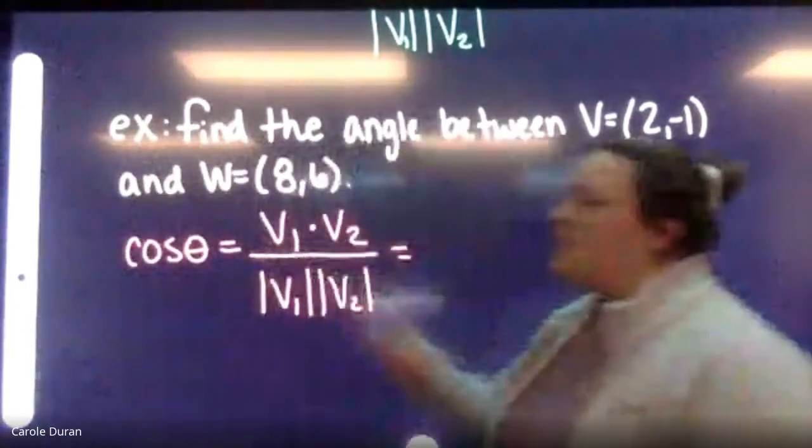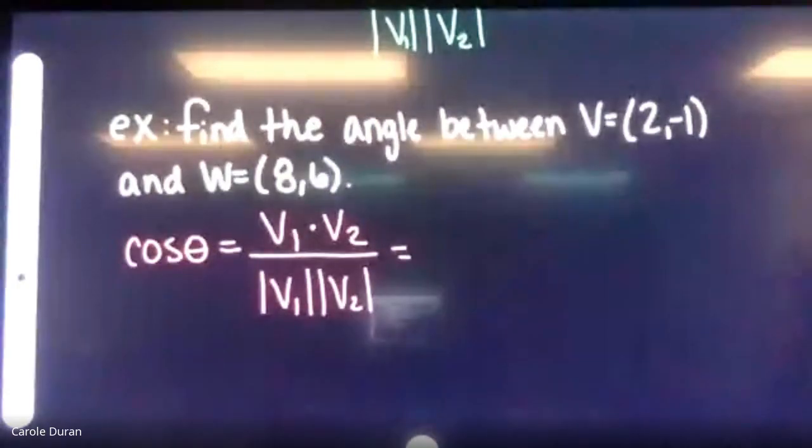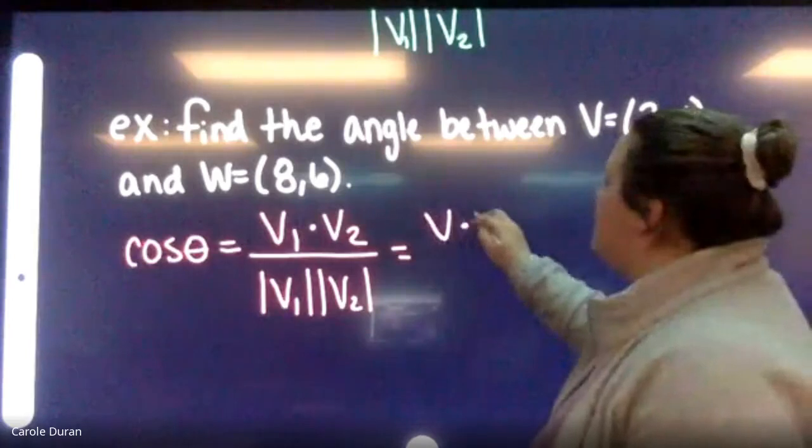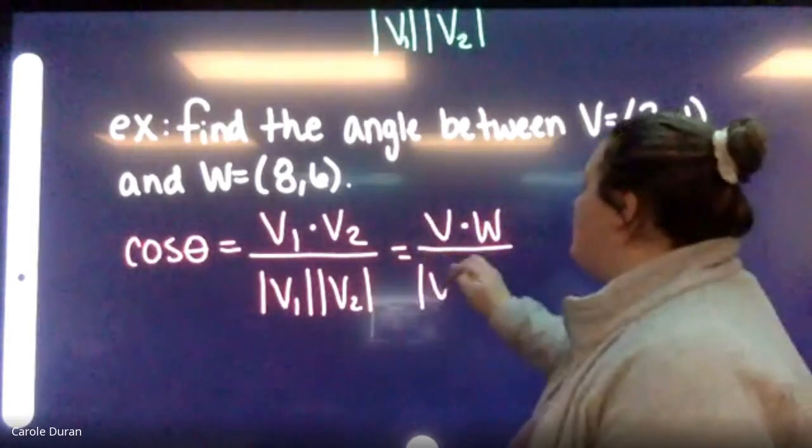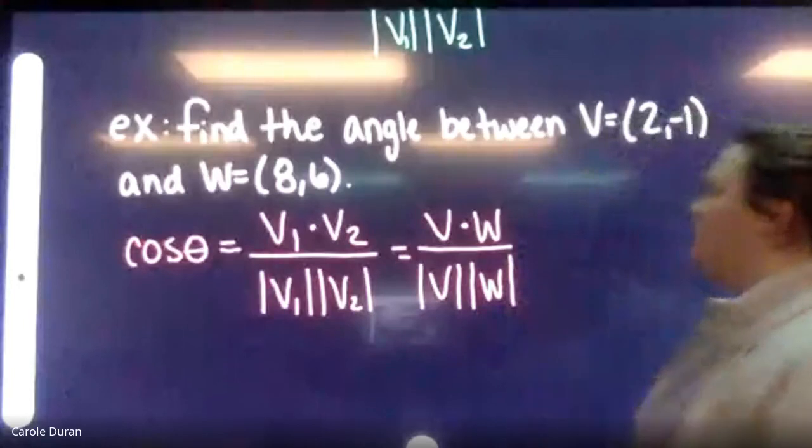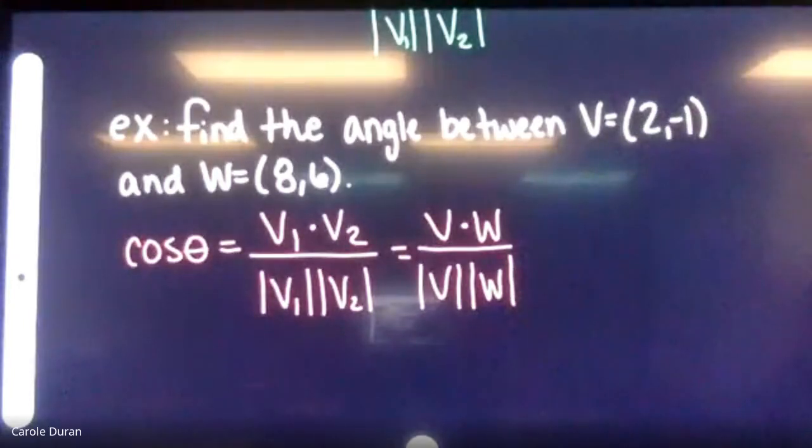Okay, so this is the equation that we use. Cosine theta equals the dot product of our two vectors over the product of their magnitudes. Here, instead of v1 and v2, I have v and w. So this is also equal to v dot w over the magnitude of v times the magnitude of w. So what 3 things do I need to find in order to complete this problem? Dot product, magnitude of v, and then magnitude of w. So I have to find those 3 things before I can continue.